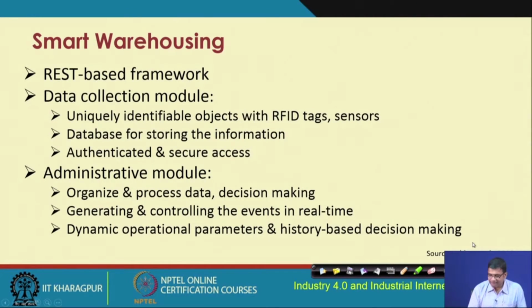Smart warehousing: here the authors, Jabbar et al., are talking about the use of a REST based framework. This framework has a data collection module, which uniquely identifies the different objects with RFID tags and sensors. There is a database component for storing the information and for authentication and secure access. And there is an administrative module which deals with organization of the data, processing of the data, decision making and so on.